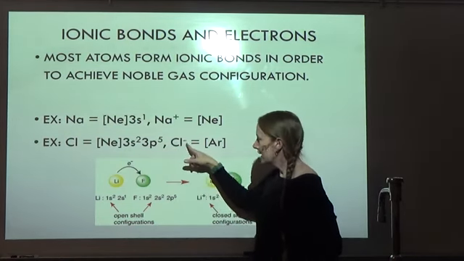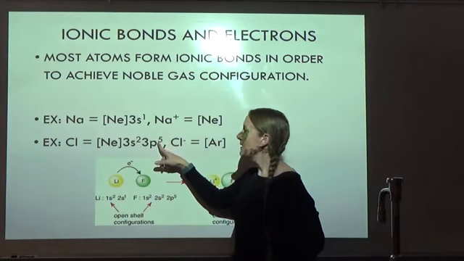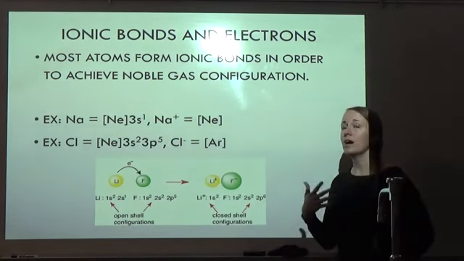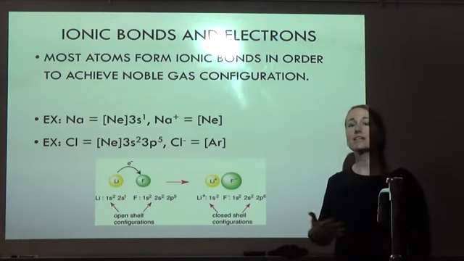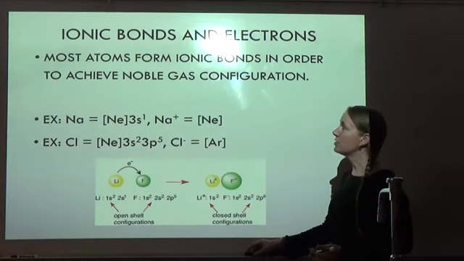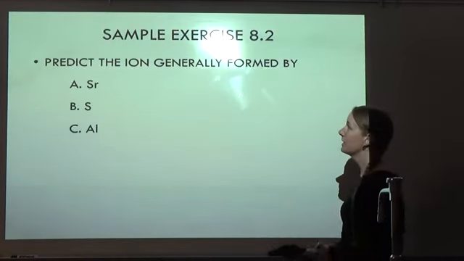It is negative, so once it gains that 3p6, it becomes like argon. So most elements try to do that. Now, not all of them can. Like some of the transition metals, they will not form noble gas configuration. It just depends on what the charge is.